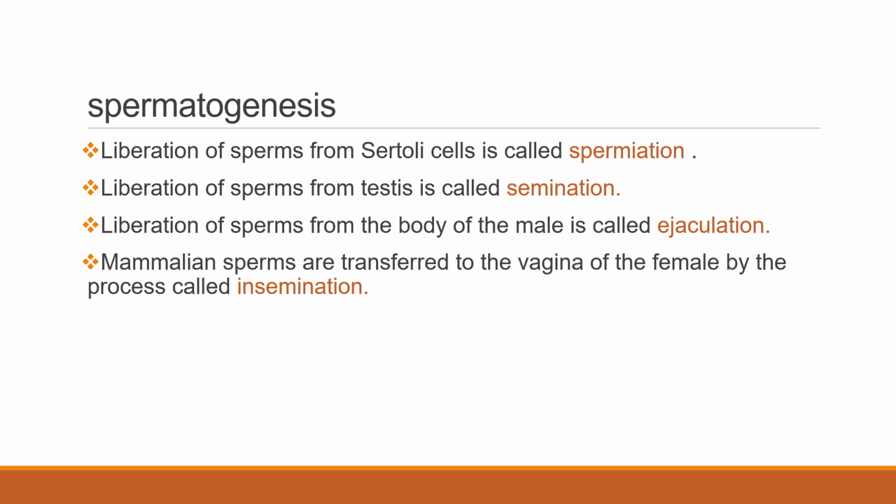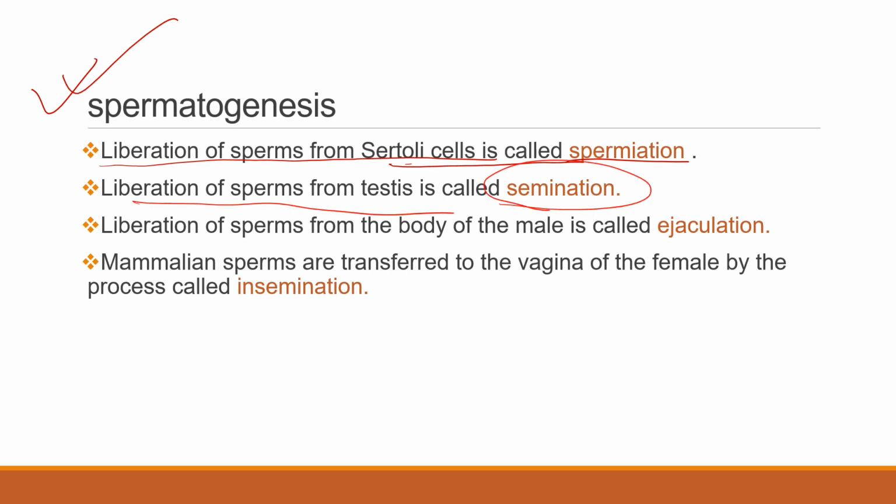Now under spermatogenesis, there are four very important terms, which will also come in your NEET, because you generally get confused between them. So let us go through that. What is spermiation? Liberation of sperms from the Sertoli cells is called spermiation. What is semination? Semination is the liberation of the sperms from the testes, with the semen. Now liberation of sperms from the body of the male is called ejaculation.